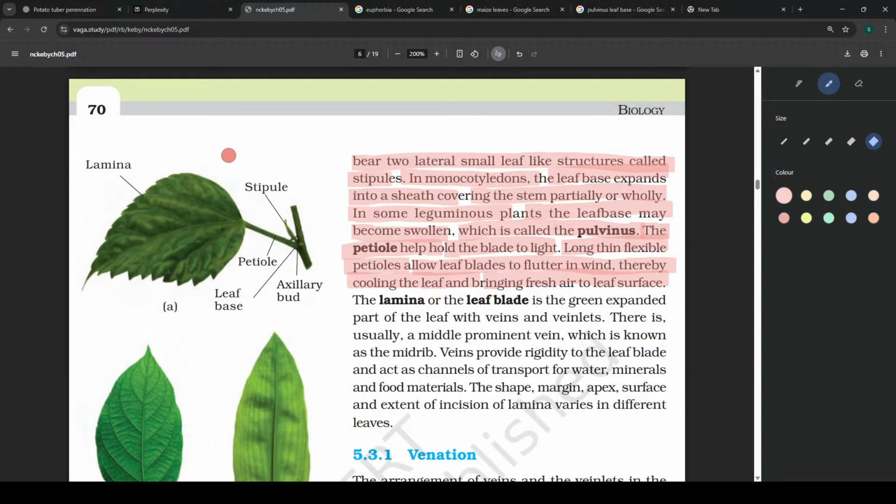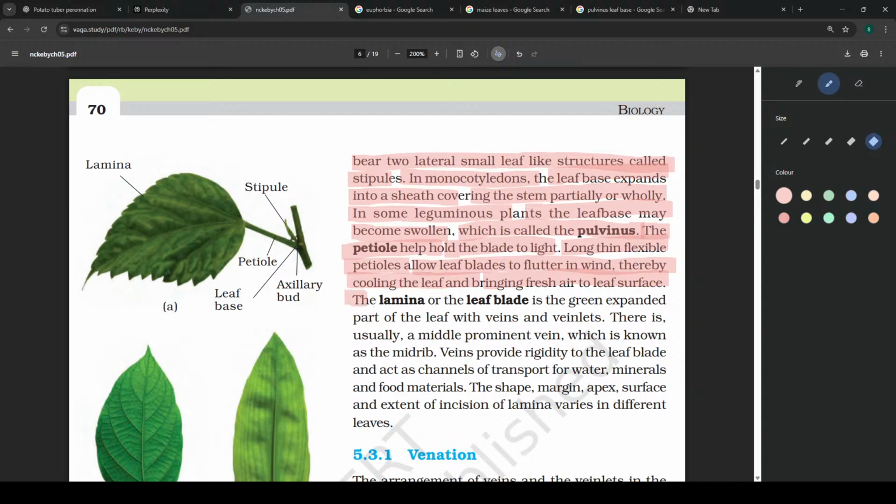What is the function of a flexible petiole? It will allow the leaf to flutter in the wind. Because the leaf gets heated by the sunlight, it needs to be cooled. Because of the wind, it will get cooled, and gas exchange will also be facilitated because fresh air will be brought to the leaf.